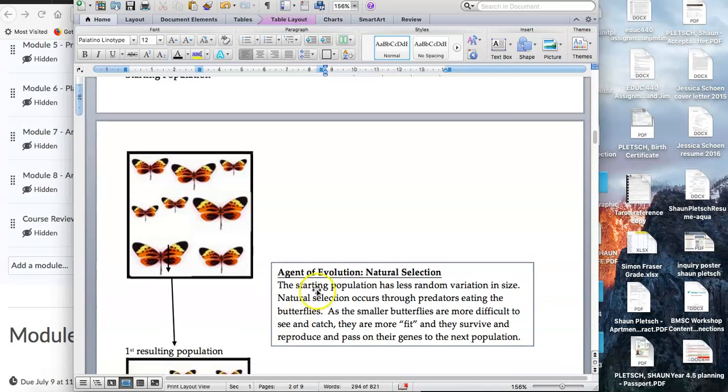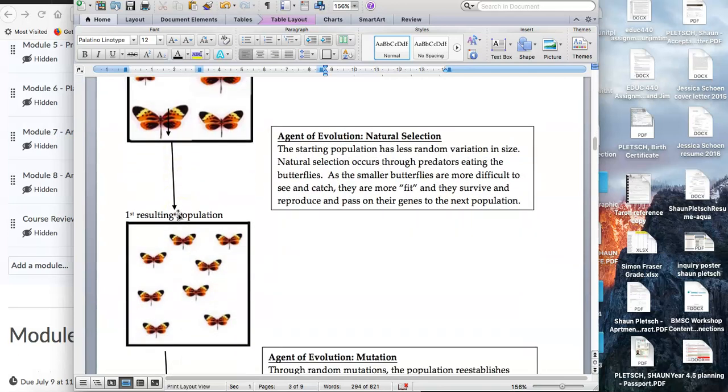So here it says the starting population has less random variation in size. Now, what that looks like is you're going to have the predators eating the larger ones because they're easier to catch. So the smaller butterflies are more difficult. So natural selection is going to favor the small ones. They're going to avoid predators more often. Therefore, small ones are more fit, and then the resulting population would have more small butterflies. It might not be completely small butterflies, but it's going to have more.